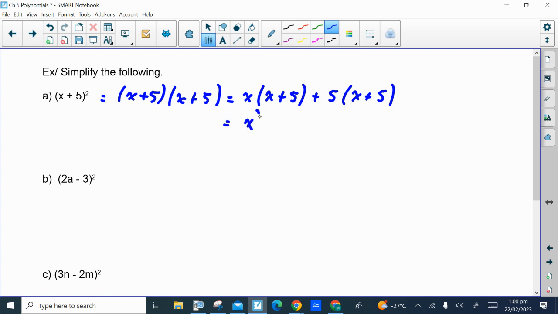Which gives us x squared plus 5x plus another 5x plus 25 when you multiply out those brackets. And the 5x and the 5x will give you 10x altogether. So yes, there was an x squared and there was a 25, but there's one more term. Positive 10x in the middle. That's what you get.